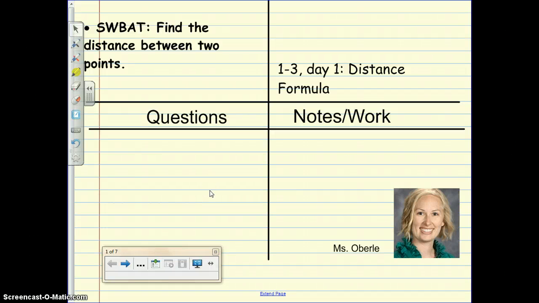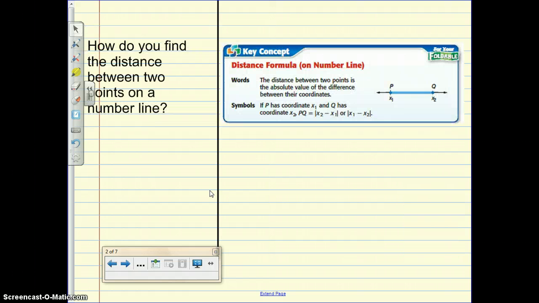So this video has two parts. For the first day, you just need to watch this video, the distance formula. You'll be able to find the distance between any two points by the end of this lesson. So what is the distance formula?